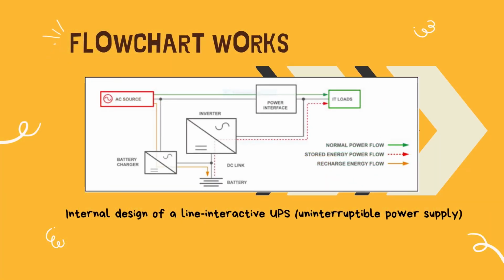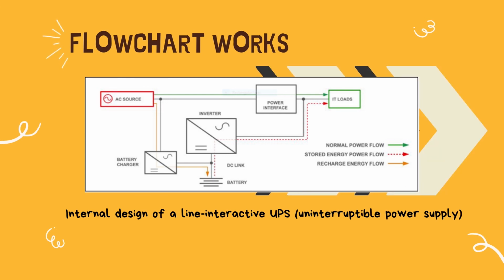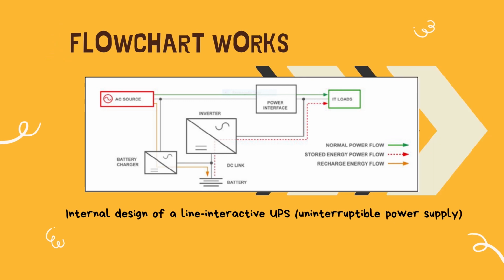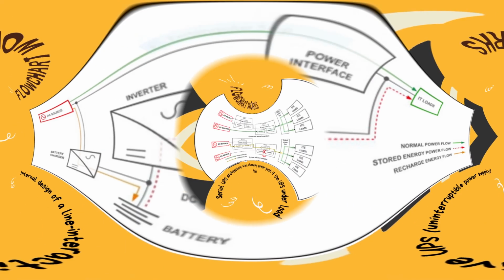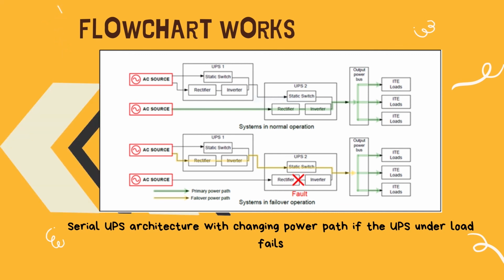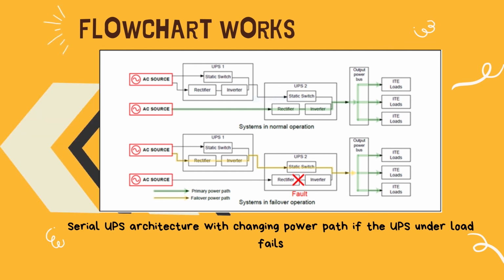Okay, this is the internal design of a line interactive UPS. UPS stands for uninterruptible power supply. As you can see, the normal power flow is shown in green, the red is for stored energy power flow, and orange is for recharge energy flow. Next, this is the flow changing power path when the system is in failover operation. The system running only on storage battery and generator set only supports important electrical systems on loss of normal power supply.